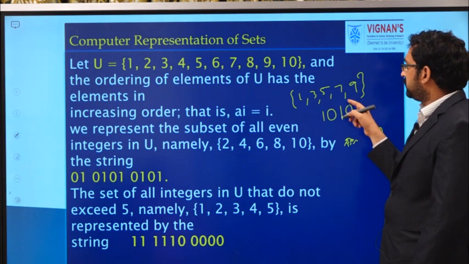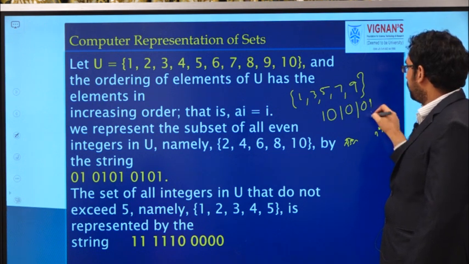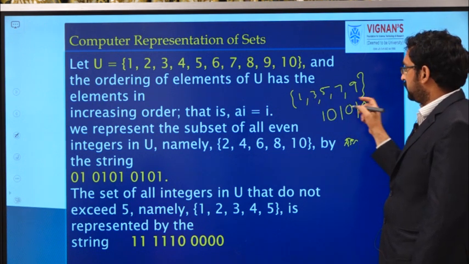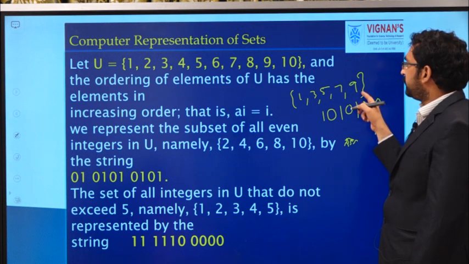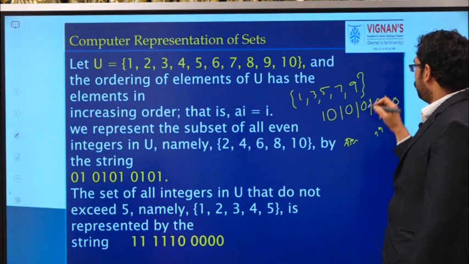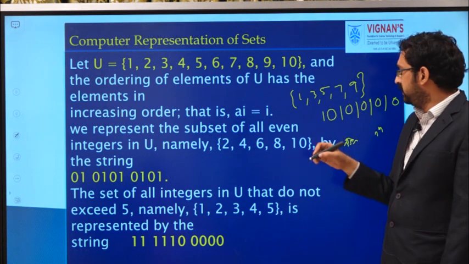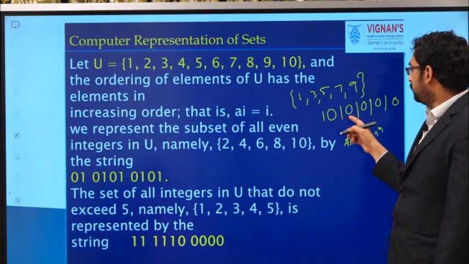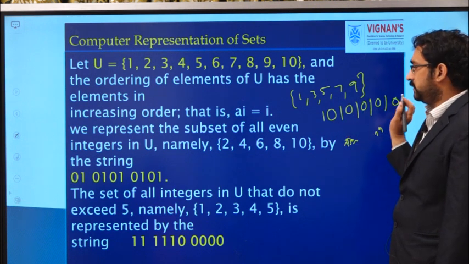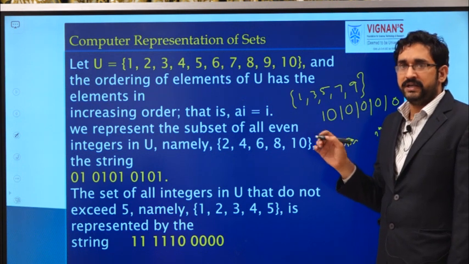1. 6 is not in the subset, 0. 7 is in the subset, 1. 8 is not in the subset, 0. 9 is present here, 1. 10 is not in the subset, 0. So the subset of all odd integers can be represented by 1, 0, 1, 0, 1, 0, 1, 0. This is for the set of all odd integers.